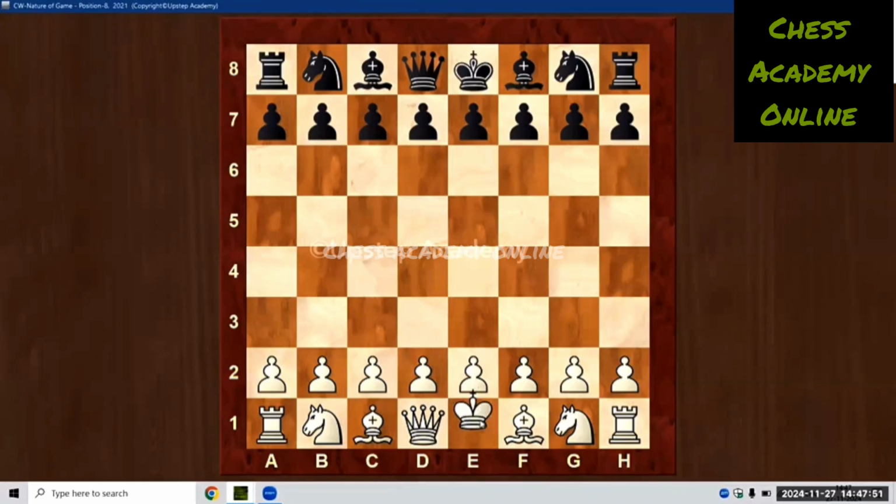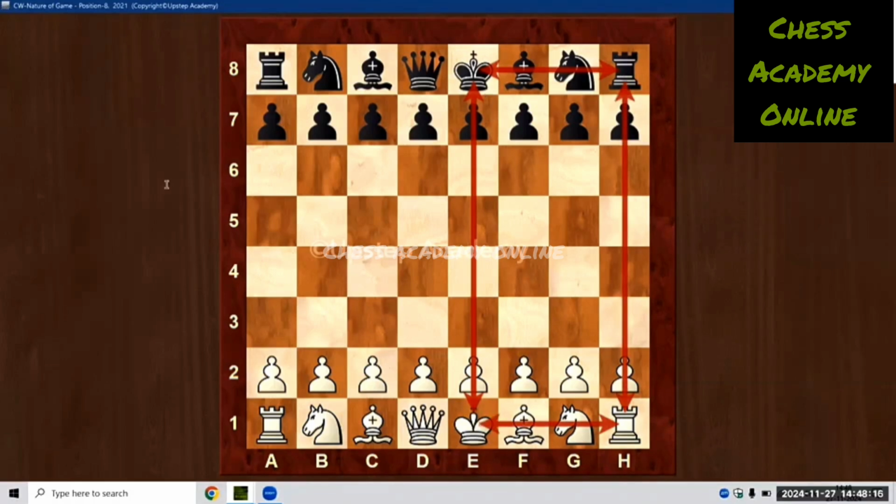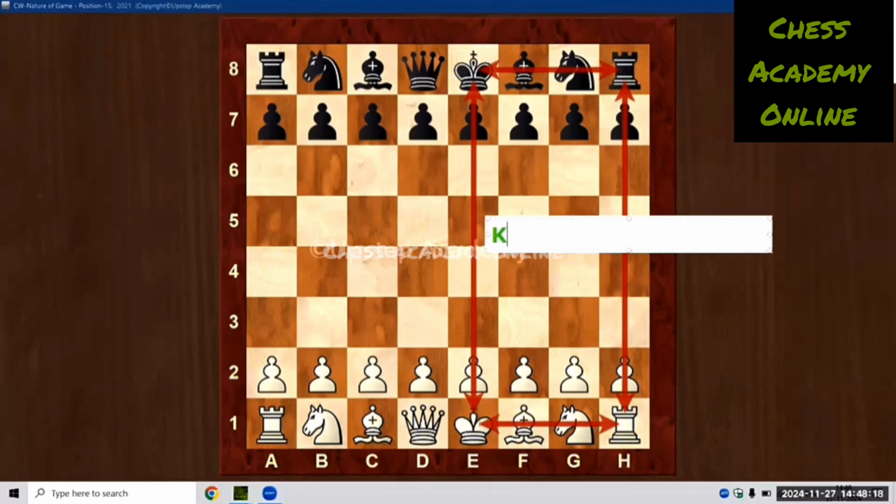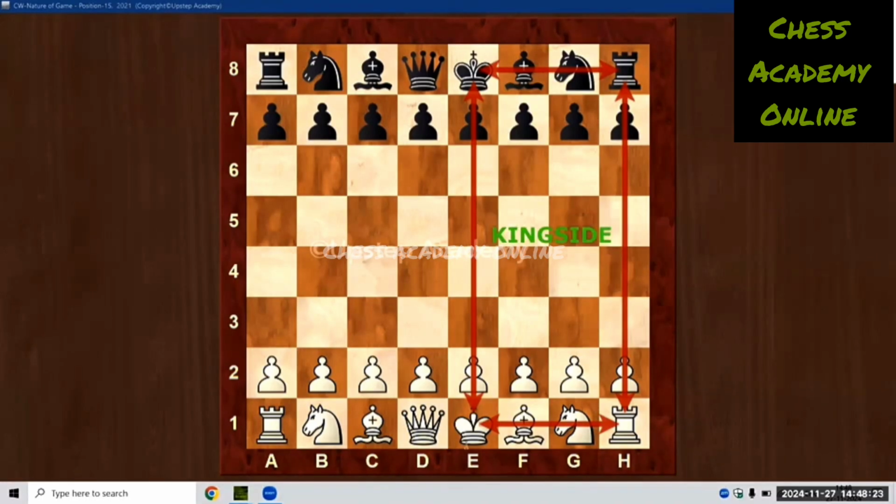So always remember: king on E, queen on D, queen on the same color, king on the opposite color square, rooks in the corners, then come the knights, then the bishops. If you see, the chessboard can be divided into half. The red color portion on the right side can be called the king side, because the kings are placed on that side. So I can just write it over here: king side for the kings. We can see the letters E, F, G, H are the king side.